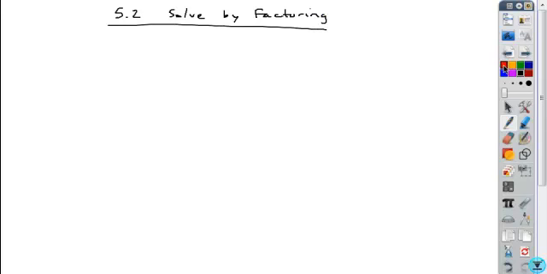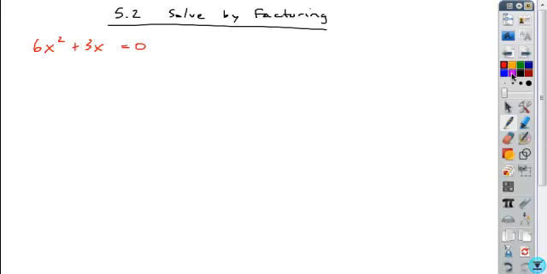All right, so what I'm going to do is break down the different types of equations that you're going to be looking to solve here. And the first method that we're going to use is to solve by factoring. So let's take a look at some examples of the types of factoring problems that you're going to be asked to solve.